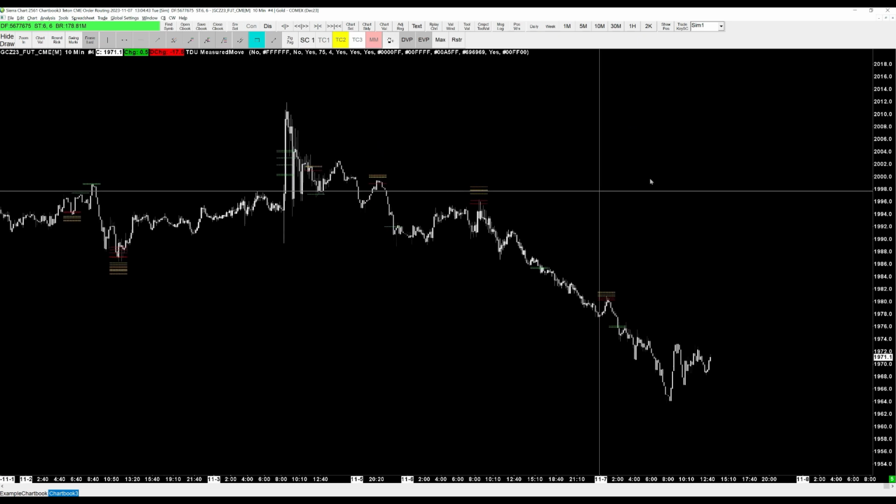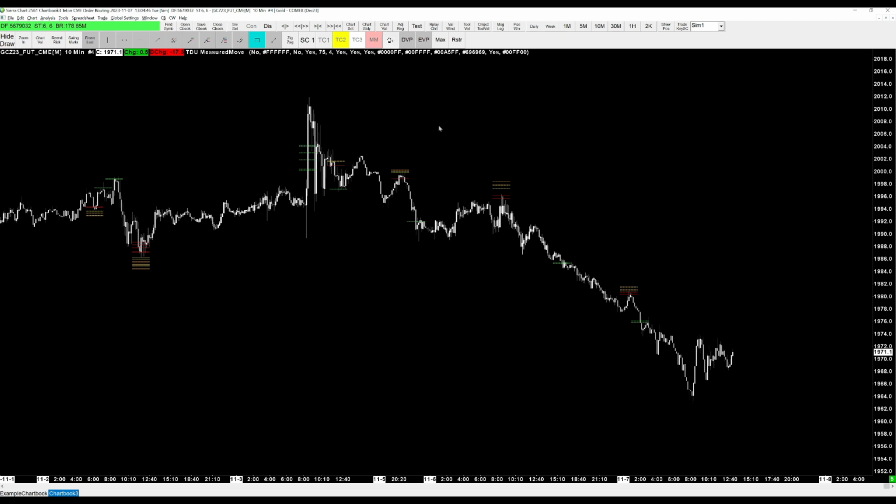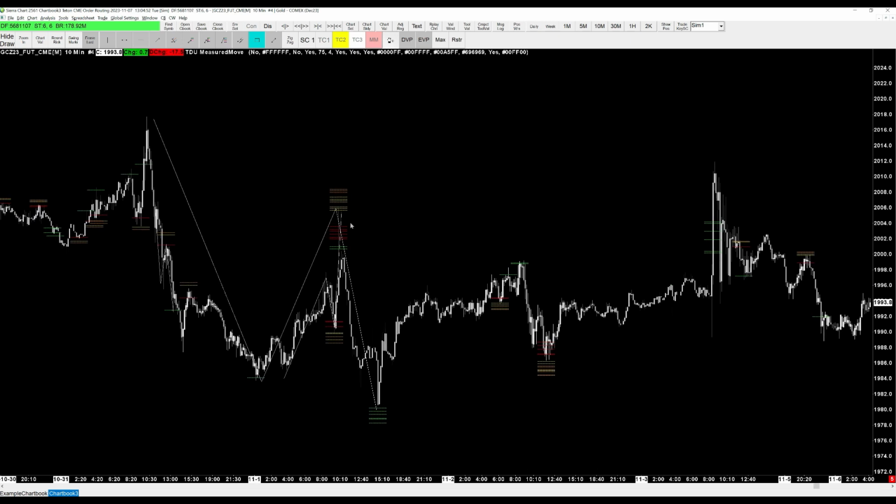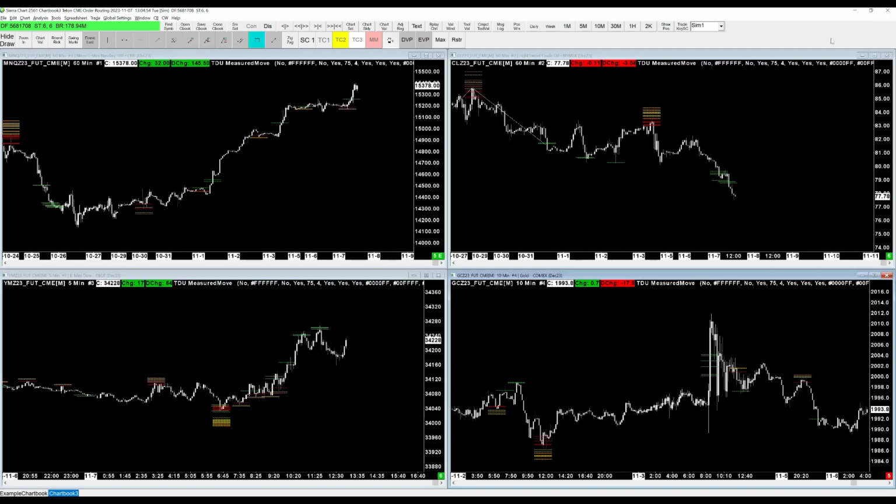It's not like this is an exorbitantly expensive indicator here, but I think what you'd find is the value would far outweigh the investment costs of this indicator.